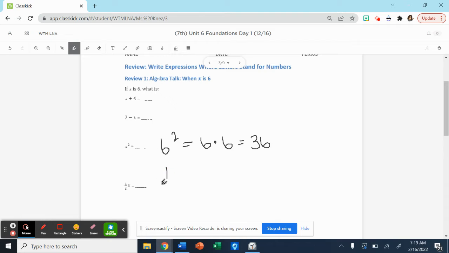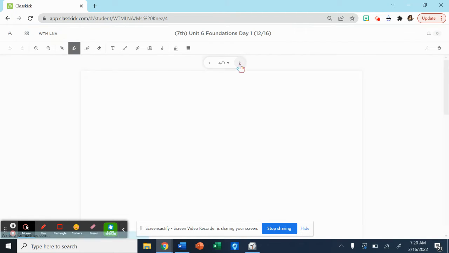So, for example, if I have 1/3 times x, that becomes 1/3 times 6, because x is actually equal to 6. 1/3 times 6 is 6 over 3, because I multiplied the whole number times the numerator. And 6 over 3 is 2, because I can divide 6 into 3 groups of 2. Let's take a look at slide 4.